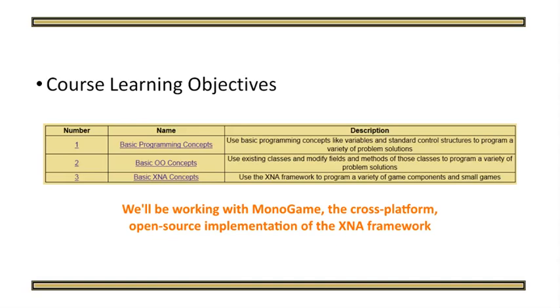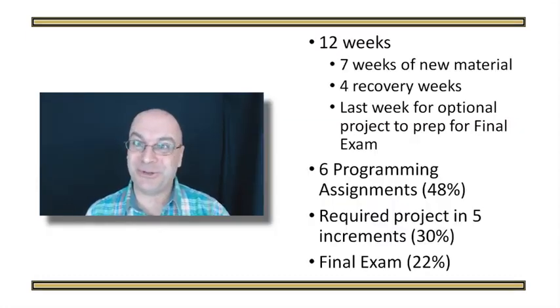The last learning objective is about using the XNA framework to actually build games. Now, those of you who are aware of the XNA framework will realize that Microsoft stopped adding additional functionality to XNA several years ago, but we're going to be working with Monogame, which is a cross-platform open source implementation of the XNA framework, which is really awesome because we can build games for Windows and Mac and Linux and iOS and all kinds of different operating systems, which is even better than what the original framework was set up to do.